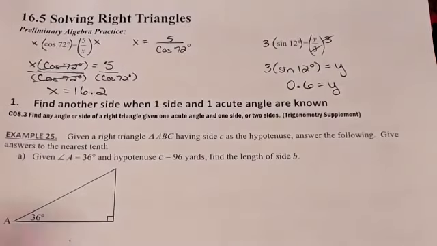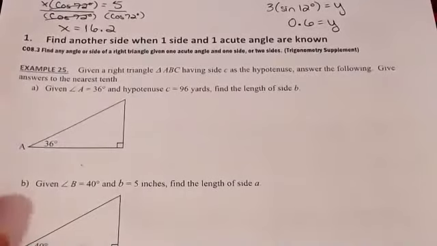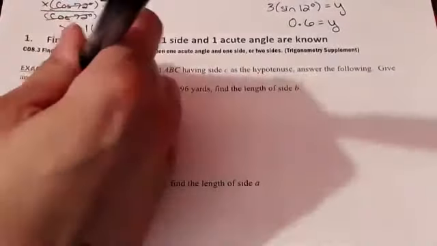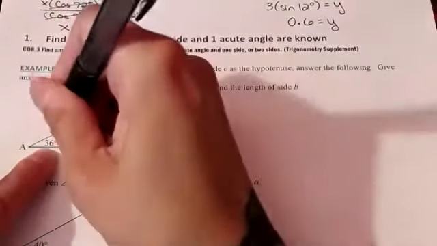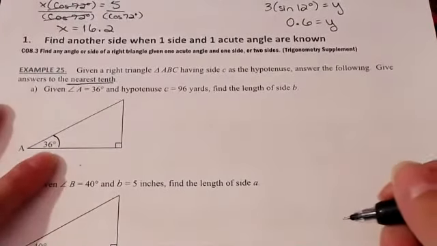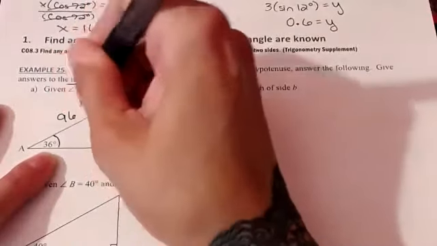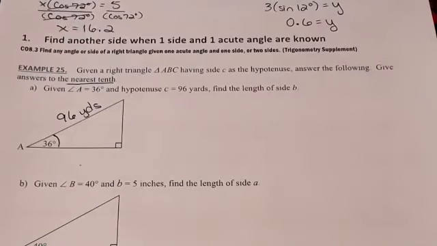Now we're going to actually use our trigonometric ratios. So given a right triangle, triangle ABC, having side C as the hypotenuse, answer the following. Give answers to the nearest 10th. We're told that angle A is 36 degrees and the hypotenuse C is 96 yards. I'm immediately going to label that. We want to find the length of side B.